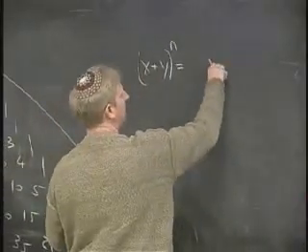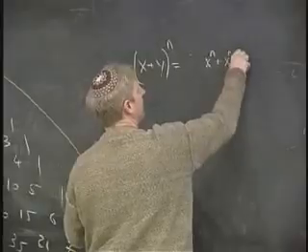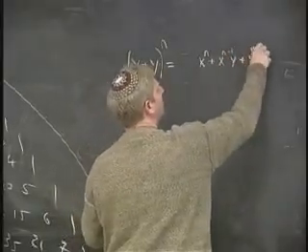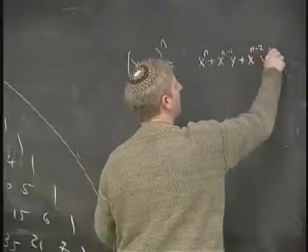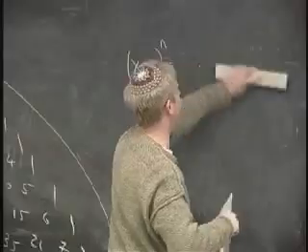First, I'm going to write these terms out. X to the n, x to the n minus 1 y, x to the n minus 2 y squared. The first thing that happens is, I need more room. I'm going to rewrite this, sorry.